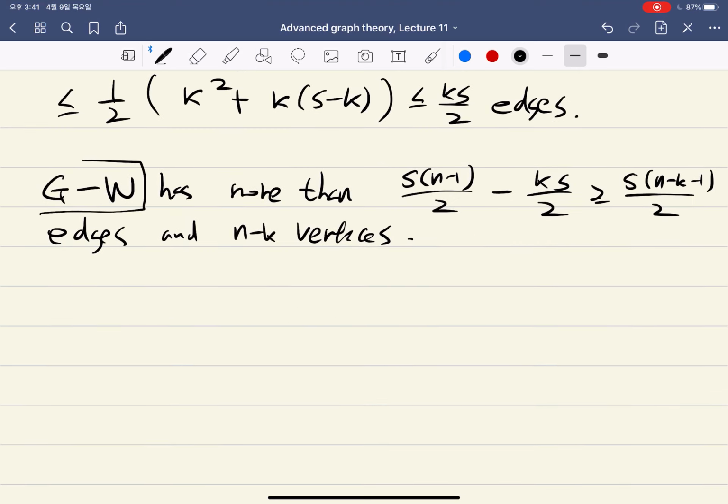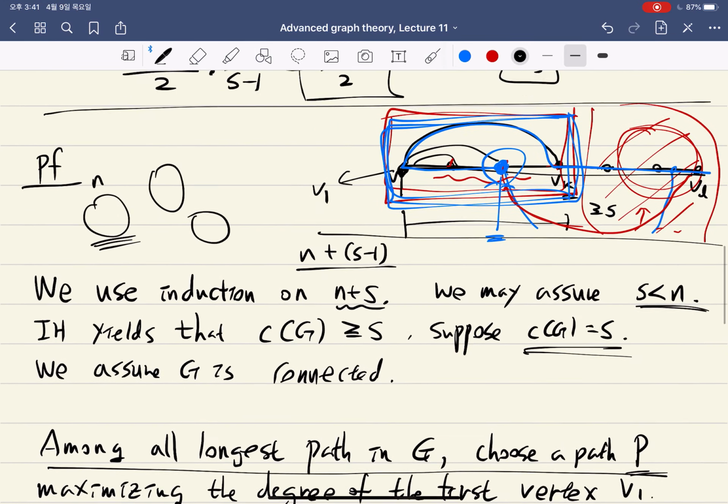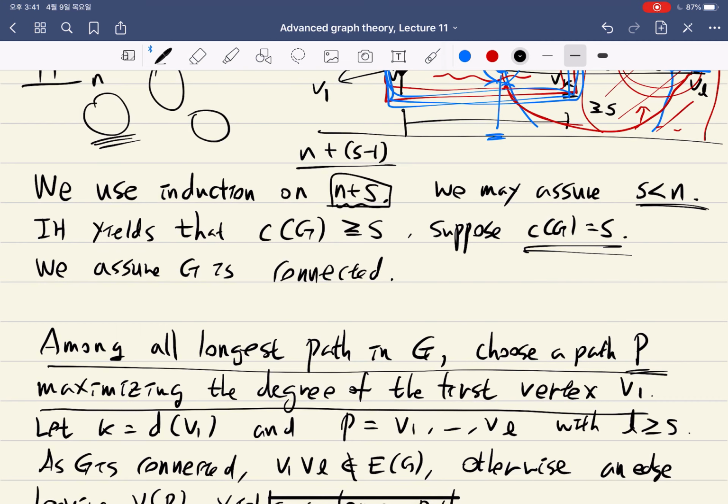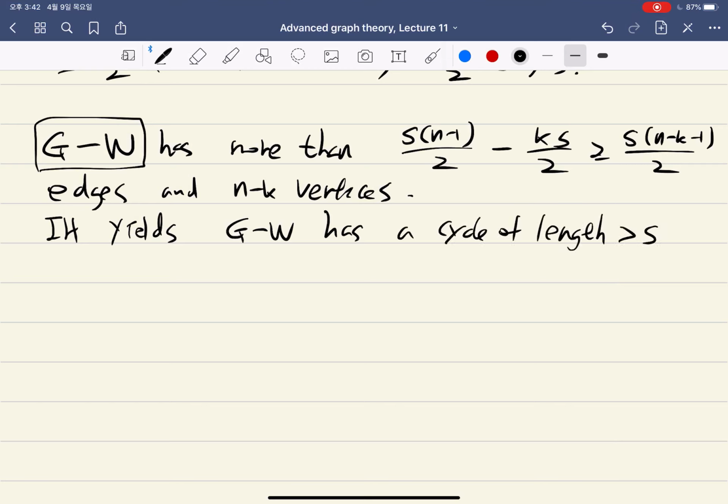So this is a smaller graph, since we are doing induction on n plus s, so n decreased while s is still there. So the induction hypothesis gives that G minus W has a cycle of length bigger than s. Thus, that cycle also lies in G, so the circumference of G is strictly bigger than s. So this proves the theorem.